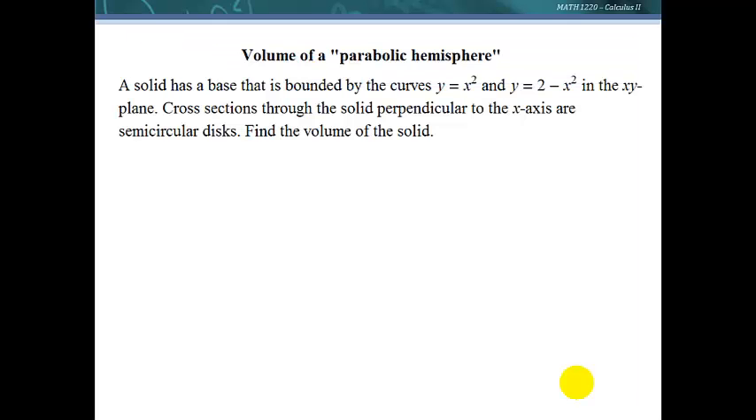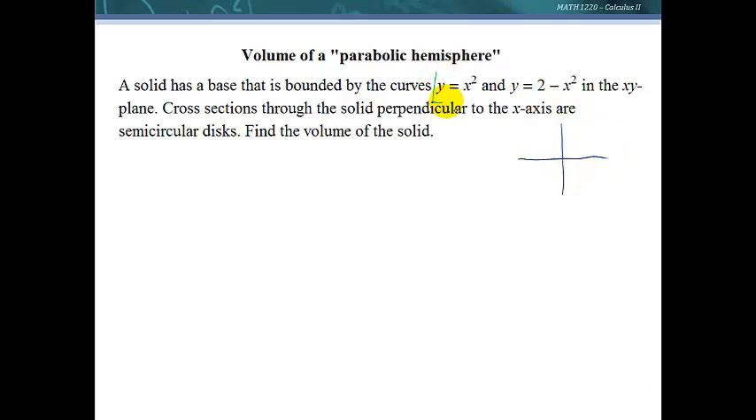We have a solid that has a base bounded by the curves y equals x squared and y equals 2 minus x squared in the xy plane, and cross sections through the solid perpendicular to the x-axis are semicircular discs. Find the volume of the solid. So we definitely want to draw a picture so we can see what's going on here.